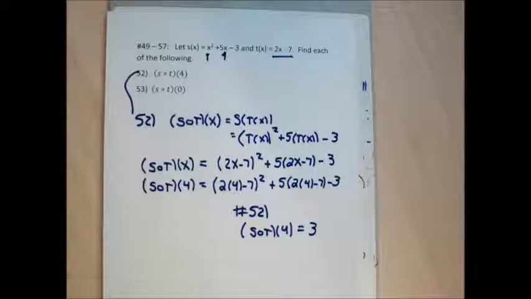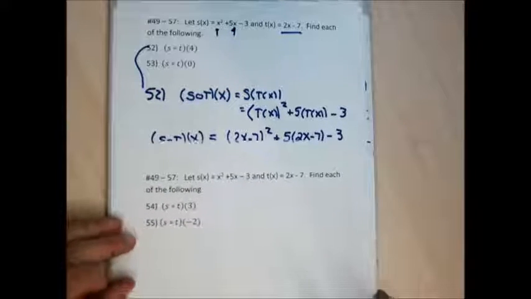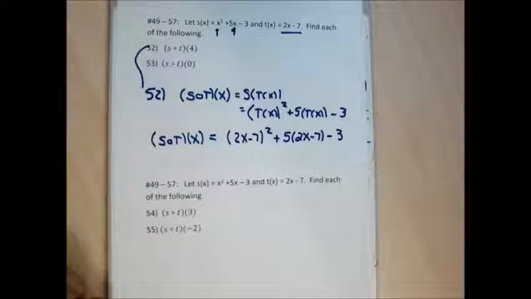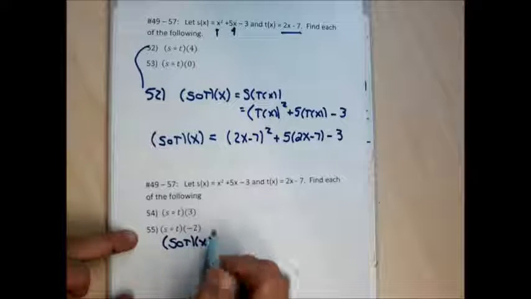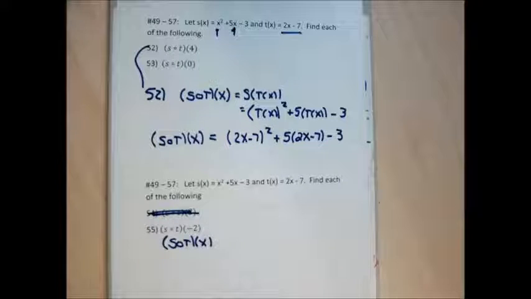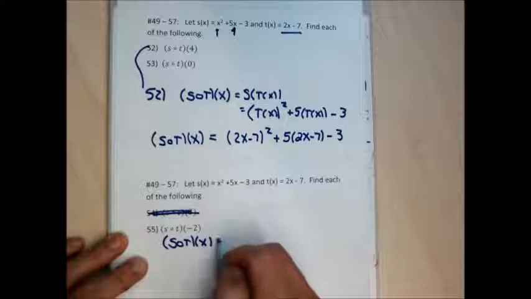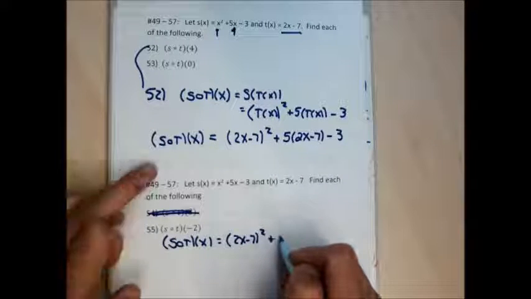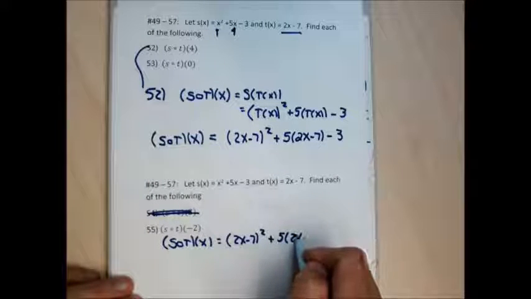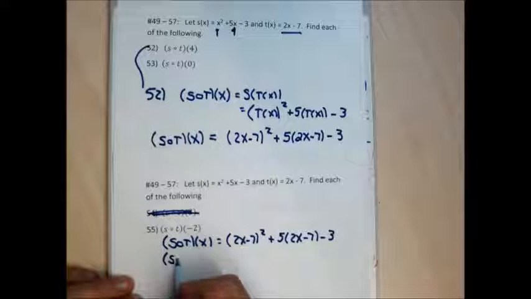When we move on to the next page and try to do 54 and 55, my first step is to find an unsimplified version of s composed with t of x. Let me go ahead and do 55 for you. On the first step of 55, I change the number in the parentheses to an x and figure out an unsimplified version of s composed with t of x. Because I just did that, I don't need to do it again. I'm borrowing from my last sheet of paper. That's an unsimplified version with an x instead of the number.